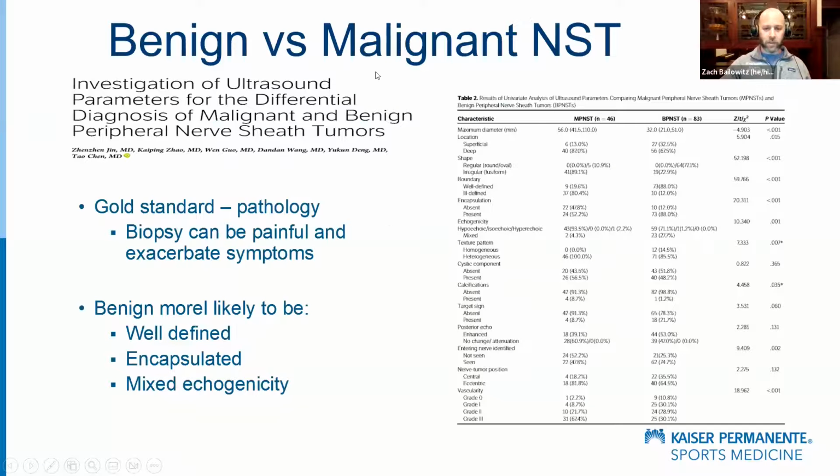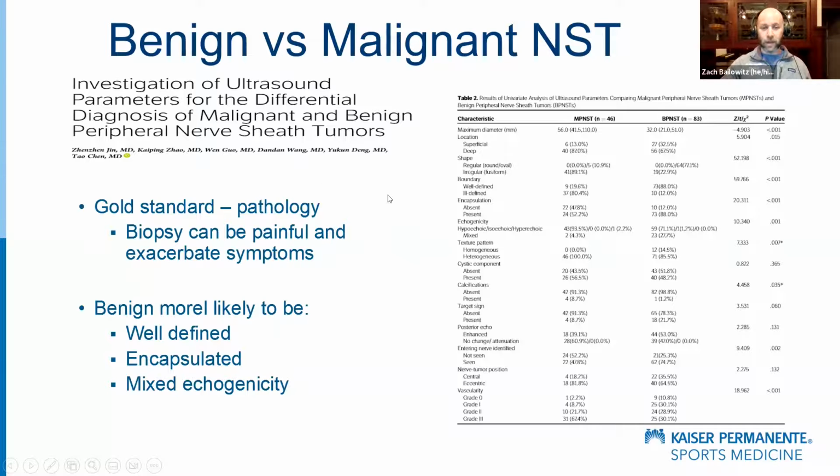This paper actually tried to define statistically different criteria that fit with benign or malignant nerve sheath tumors. And they also found that benign were more likely to be well-defined, encapsulated with mixed echogenicity. But they admit that the gold standard is still pathology, so you need to biopsy these things if there's any sort of concern.